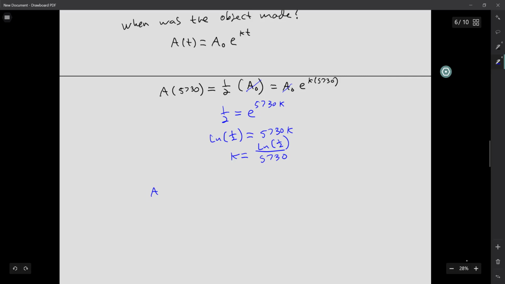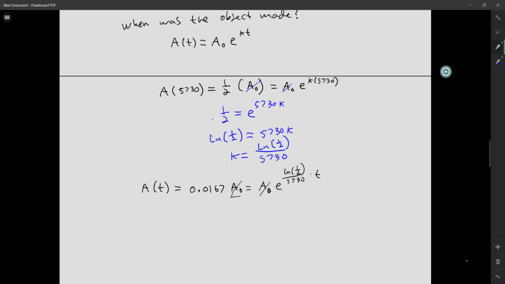So we're trying to solve an equation that looks like A of t equals 1.67%. So this is 0.0167 of some initial amount that we don't know. But when I fill in the equation, I'll get A sub 0 e to the lovely number ln(1/2) over 5,730 times t. And the A zeros cancel, and I'm trying to solve for t again. But the steps are the same here.